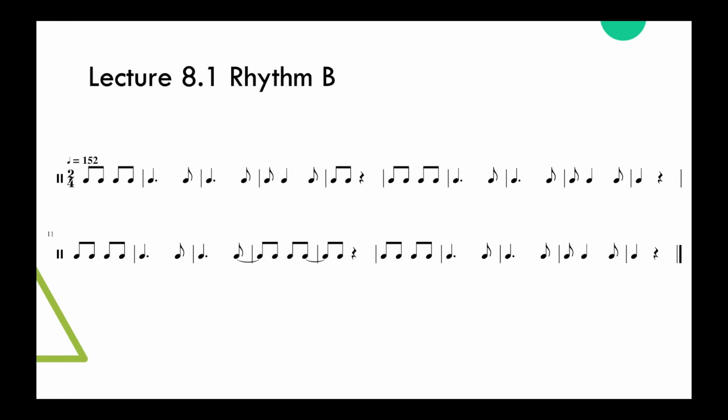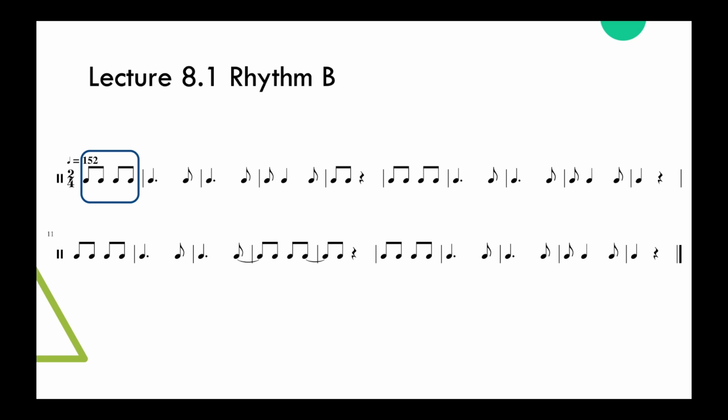Rhythm B, 152 beats per minute is my tempo, and I'm in 2/4. 2/4 does not break down into any half measures. The measure itself is complete. It's the smallest kind of measure that we have.